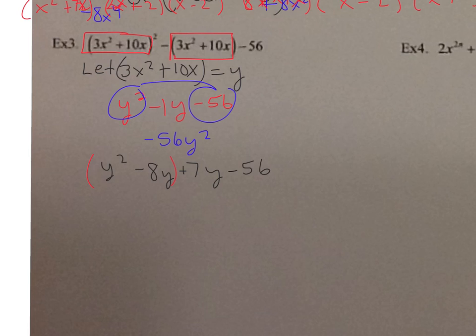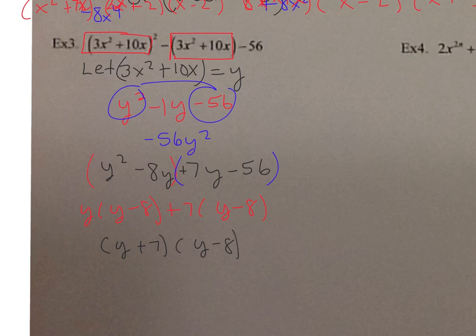Now I'm going to factor by grouping because I have 4 terms. GCF is y times y minus 8. And I have a plus, and the GCF is 7 times y minus 8. So my factors right now are y plus 7, y minus 8. Now, it's not y though. So remember, I made this let statement. I have to now replace each of these y's with what y is actually equal to.